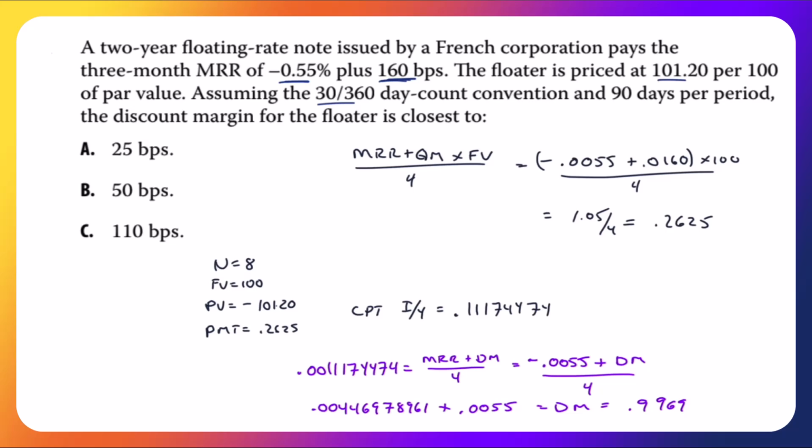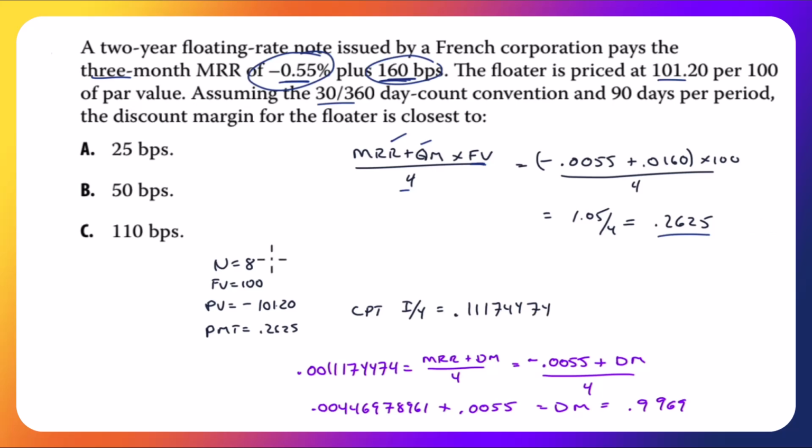So we first need a coupon payment here, which is the MRR plus the quoted margin times the face value divided by 4 because it's 3 months. Negative 0.0055, as we have up here, plus the 160 basis point spread times 100 of par divided by 4, 0.2625.